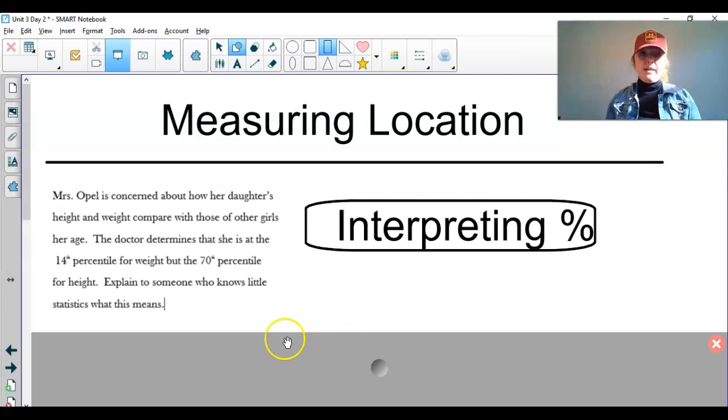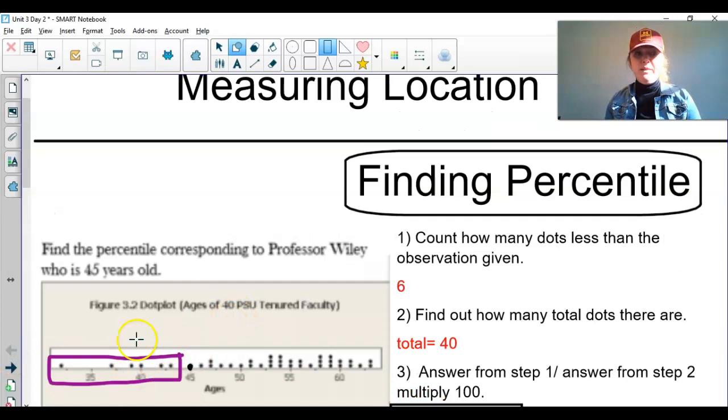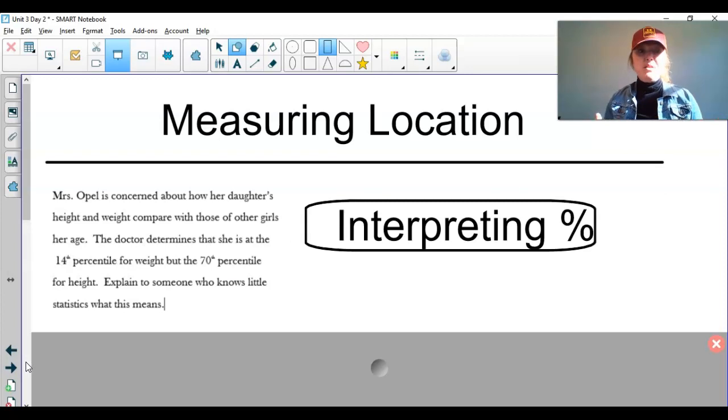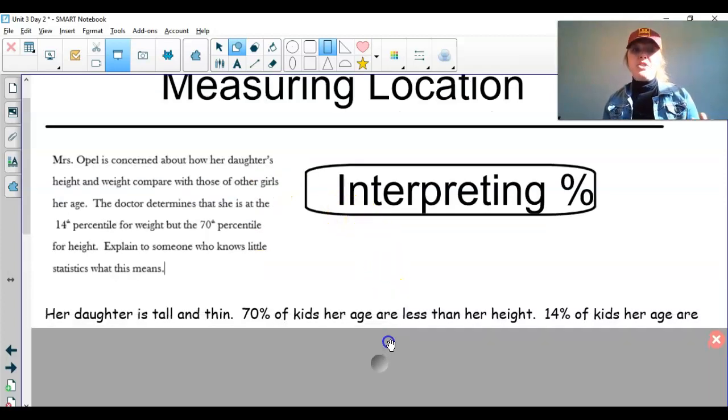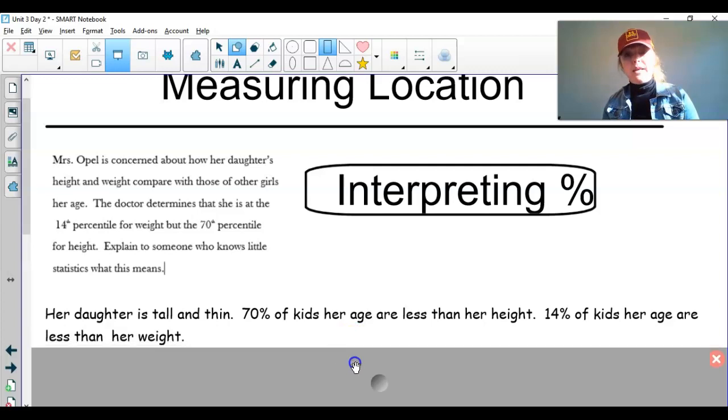Well, percentile, like we said, is always the percentage of people that are less than a certain observation. So for all girls my daughter's age at that time, she was in the 14th percentile for weight. That means 14% of girls her age weighed less than her, okay? But for height, she was at the 70th percentile. That means 70% of people had a height that was less than hers. Well, what does that mean? That means that she's tall and thin. But to really interpret it, what we just say is 70% of kids her age are less than her height, and 14% of kids her age are less than her weight.